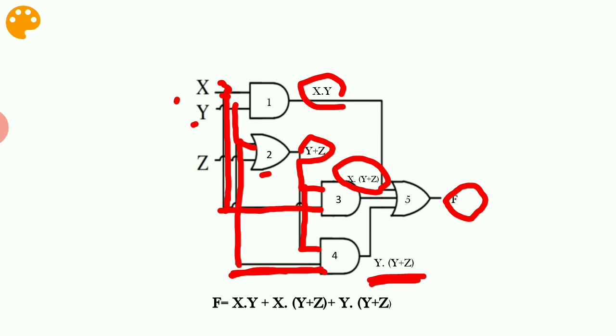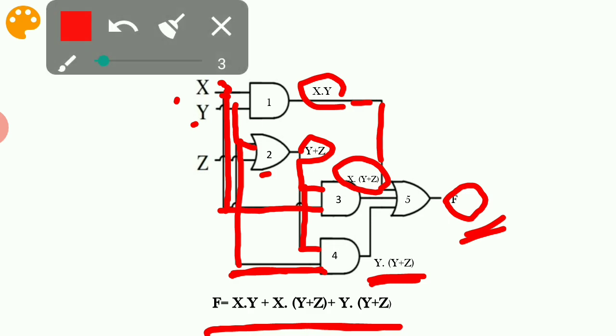What are the inputs of the fifth gate? That is actually a 3 input OR gate. The 3 inputs are X into Y, then X into (Y plus Z), and Y into (Y plus Z). So our final function f will be the sum of all those 3 terms. That means X into Y plus X into (Y plus Z) plus Y into (Y plus Z). Now we need to simplify this function in order to get the final answer.